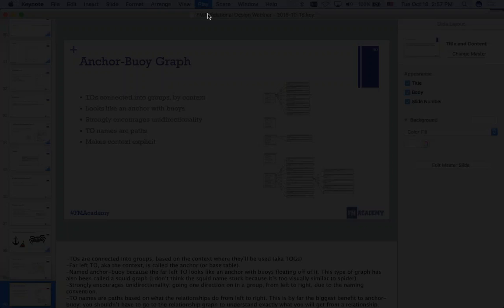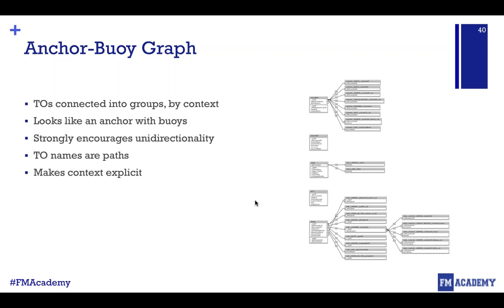So Anchor Buoy is self-describing, and the other big thing is that it makes context explicit. The buoys there, the relationships, those TOs, the first part of it is the context that you use those TOs in. So it's making context explicit, and that really helps new developers. It helps experienced developers, but it really highlights when you're reading FileMaker code that FileMaker is a context-based environment and that you need to pay attention to context.